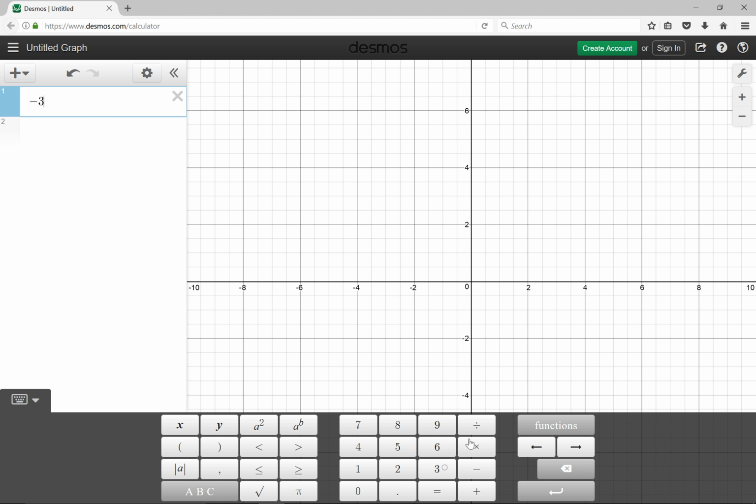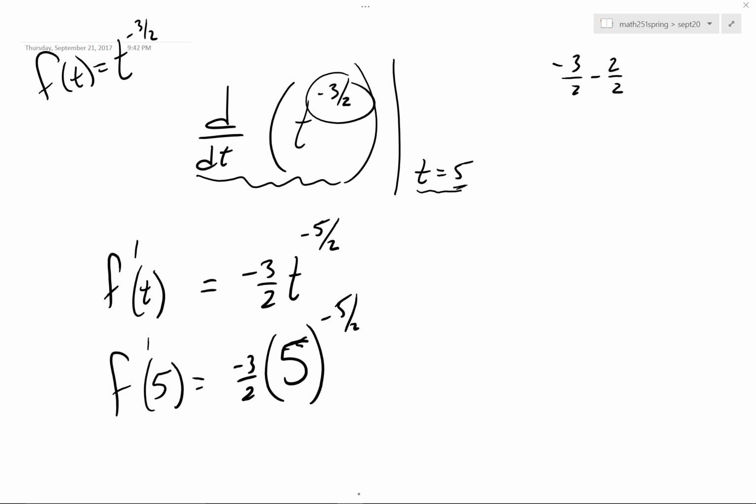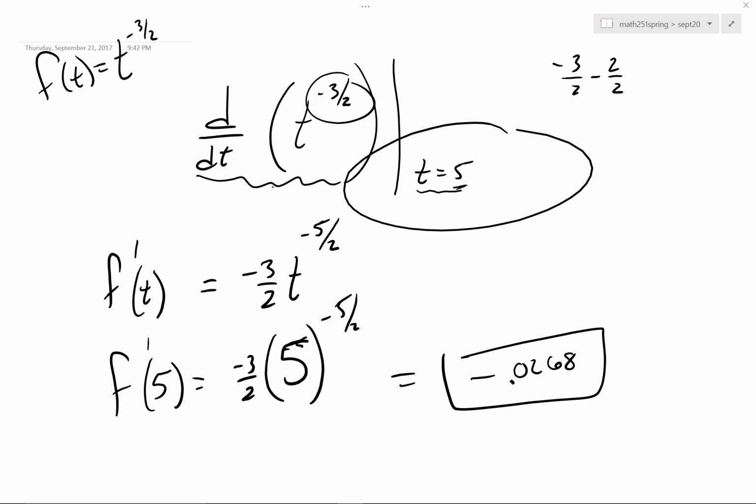So, negative 3 halves, 5 to the negative 5 halves. So, negative 0.0268. Negative 0.0268. Now remember, what does that mean to me? That's a slope. Where is that a slope? When t is equal to 5.